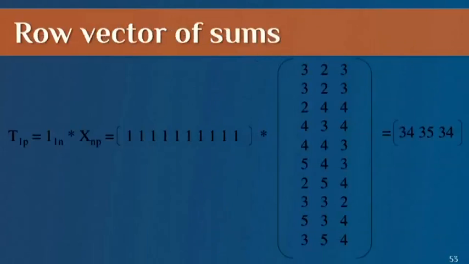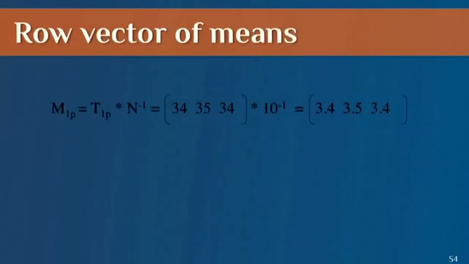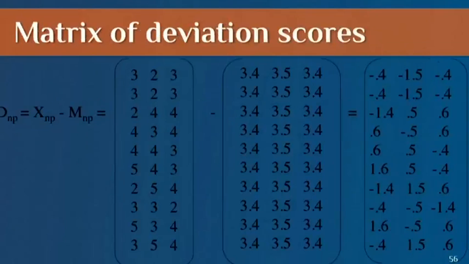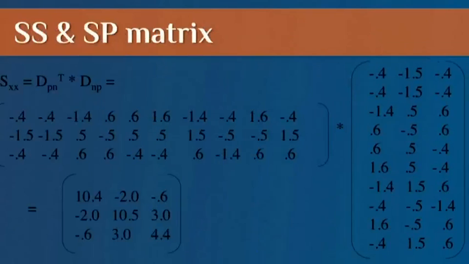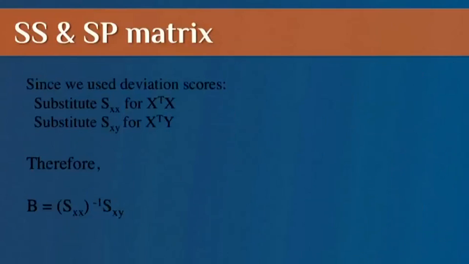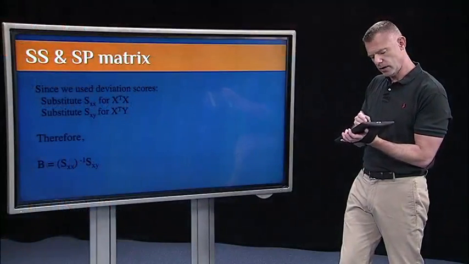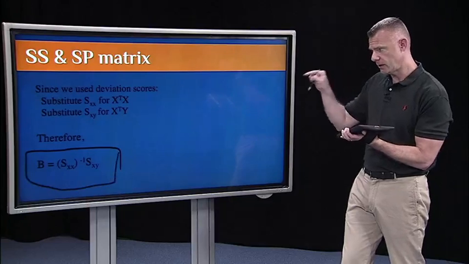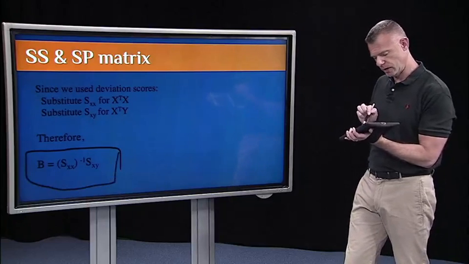So again, I'm going to get the row vector of sums. We did this in the last segment. The row vector of means, did that before. Matrix of means, matrix of deviation scores, and finally, this sums of squares and sum of cross products matrix. Now, since I have deviation scores, I can substitute that S sub xx for x transpose x, and S sub xy for x transpose y. So now, the regression equation I can just write in terms of those S matrices.